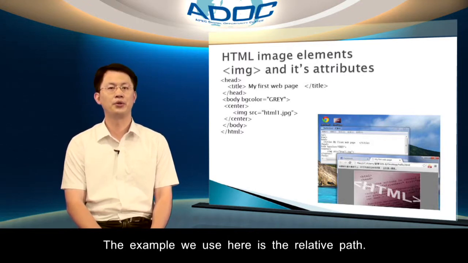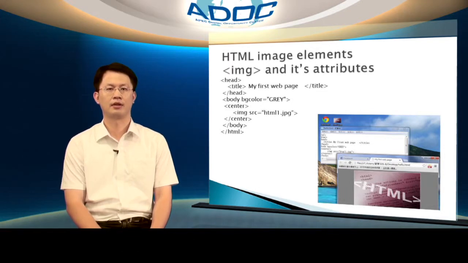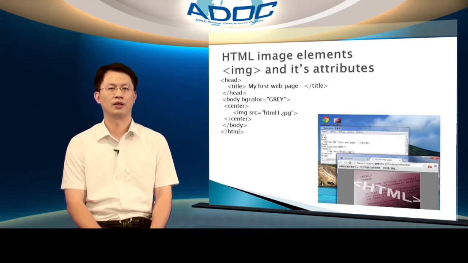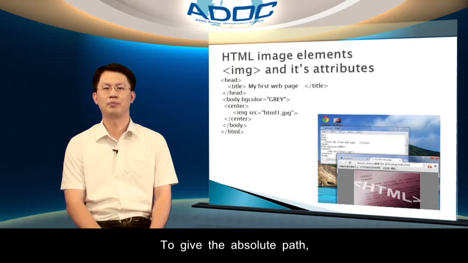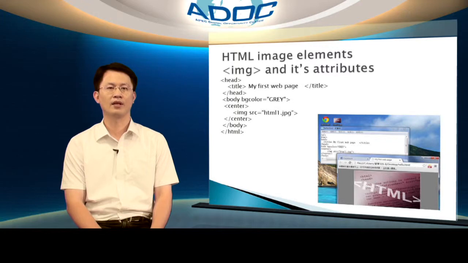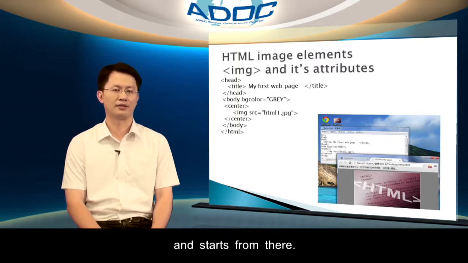The example we use here is the relative path. We put the web page and the image file in the same folder. To give the absolute path, put the / in front of your path, which indicates the home directory, and start from there.